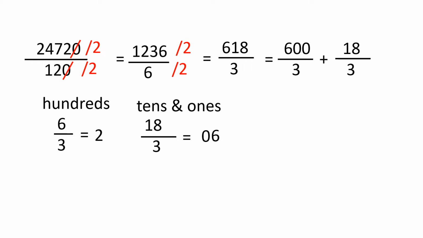We have to be careful to keep the columns when we combine the numbers. The 6 in the ones is in the ones column, so we need a 0 in the tens, making the answer 206. So 24,720 divided by 120 is 206.